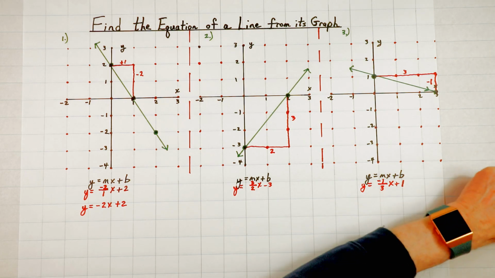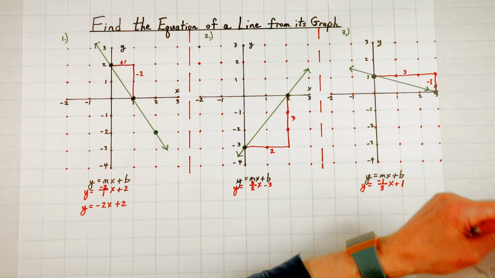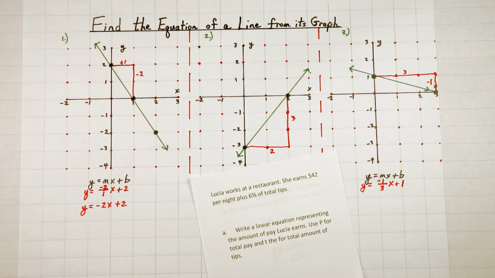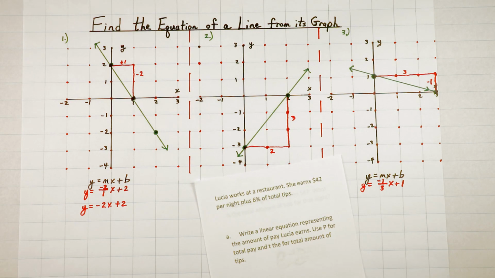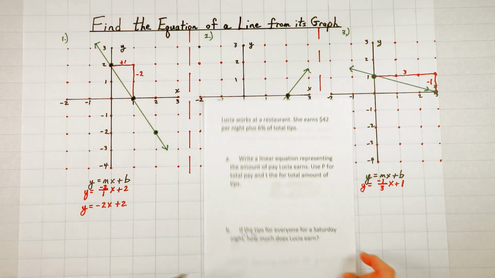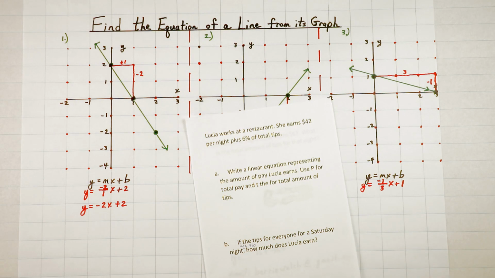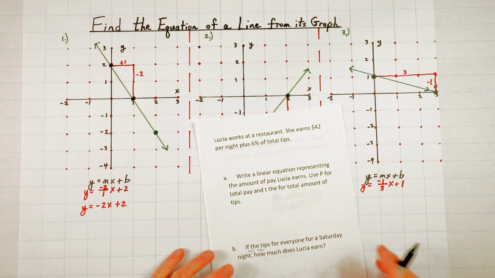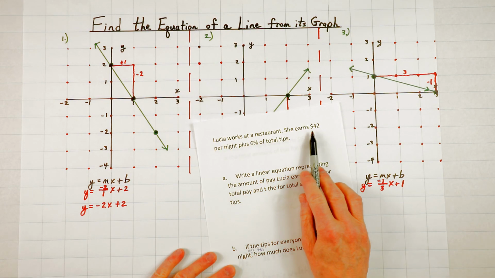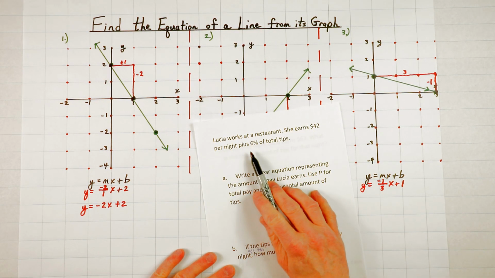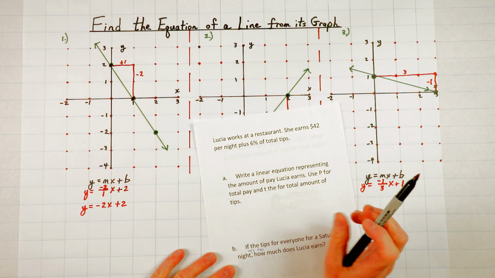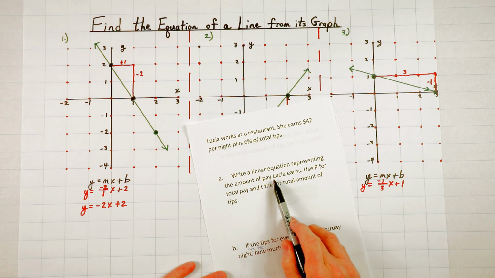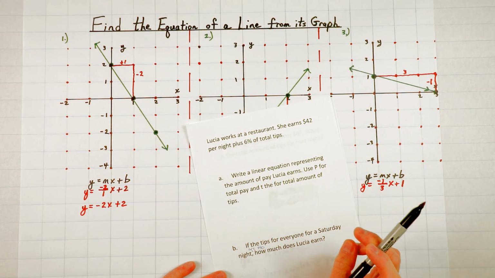Now, with the questions that I've given you to do in the book, there's one question that is just like this one. So let's take a look at this question. Lucia works at a restaurant. She earns $42 per night plus 6% of total tips. Write a linear equation representing the amount of pay Lucia earns.